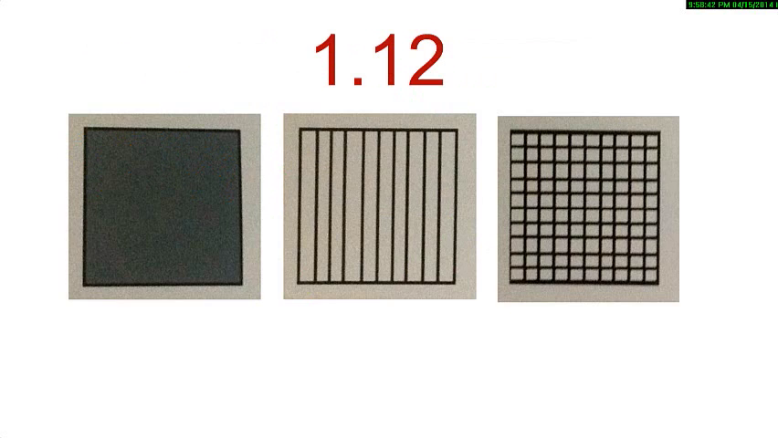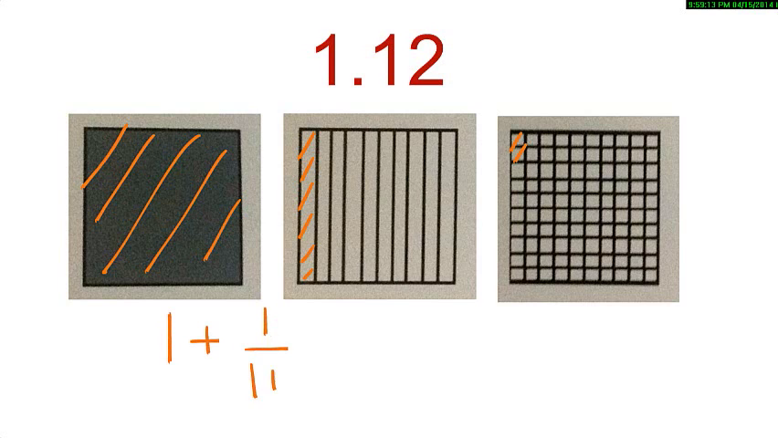Suppose you are given the decimal as 1.12. Can you represent its model and write it in the expanded form? Is it not one entire square, 1 out of your 10 by 1 grid and 2 squares out of your 10 by 10 grid? So I can say 1.12 is equal to 1 plus 1 by 10 plus 2 by 100.